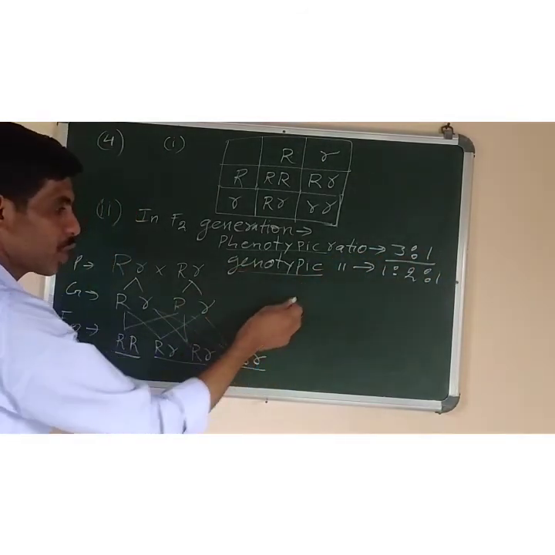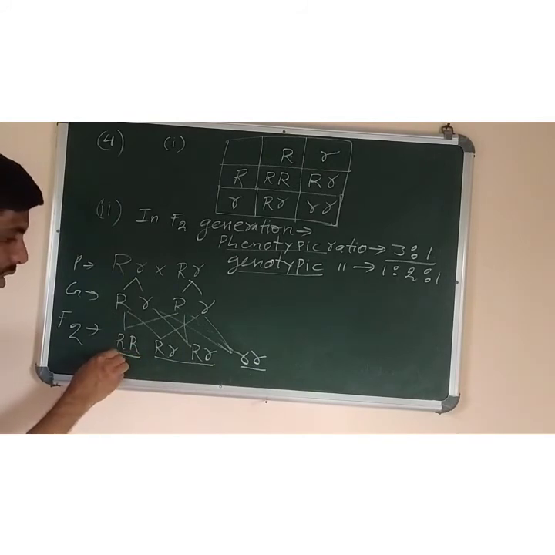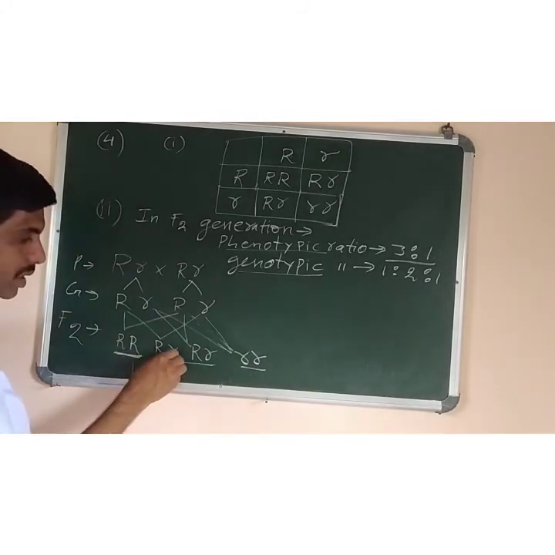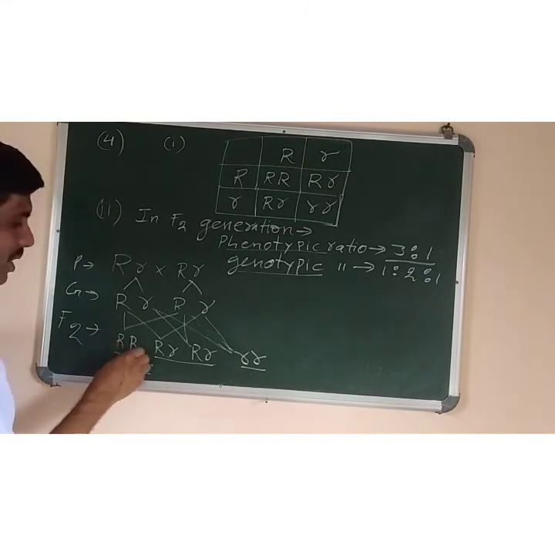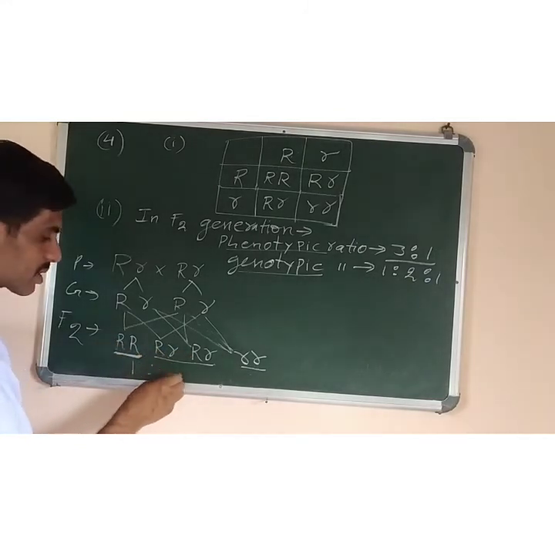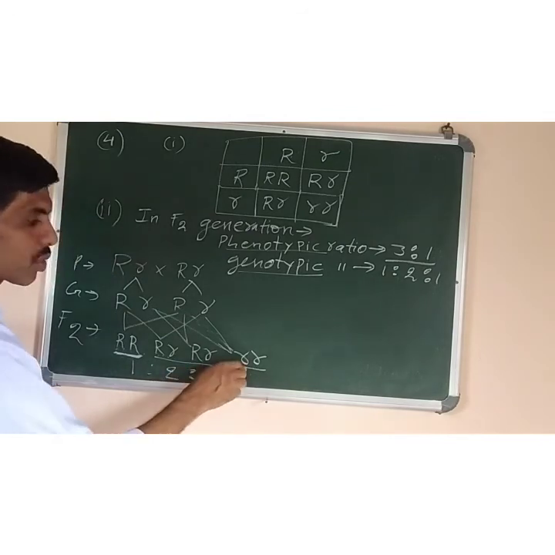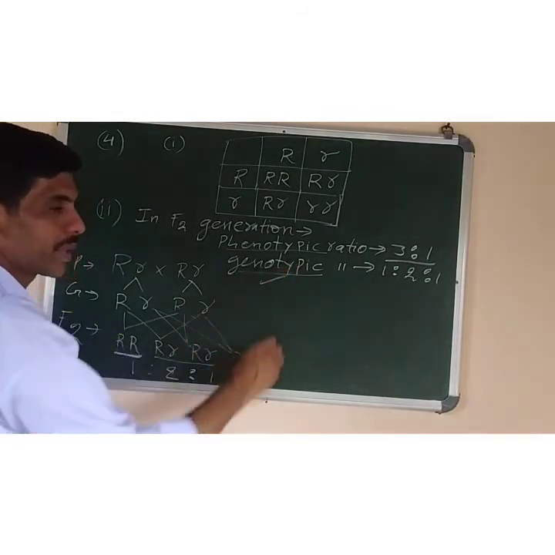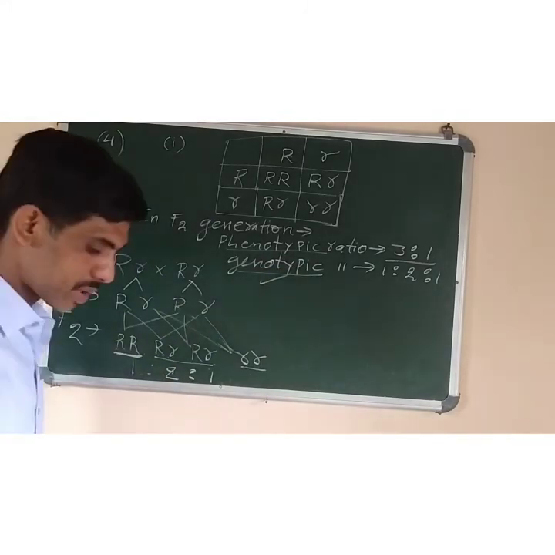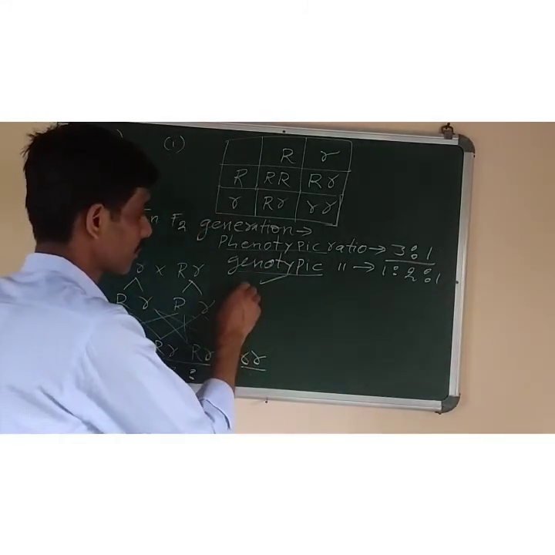And genotypic ratio means what is the genetic constitution? This is homozygous tall, 1. These two are also tall, not tall, round we are talking here. Homozygous round 1, these two are heterozygous round, so 2. This one is homozygous dwarf, so 1. So 1:2:1. This is the genotypic ratio. Got it?